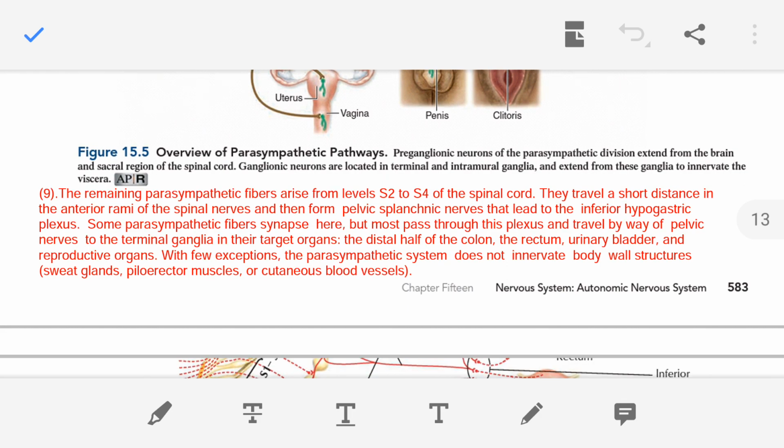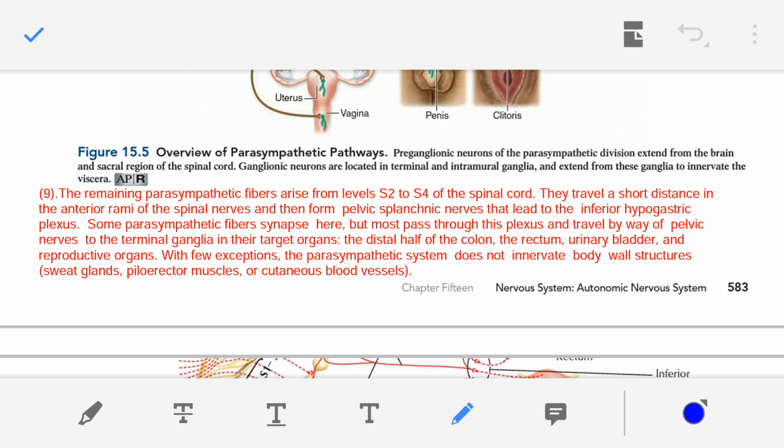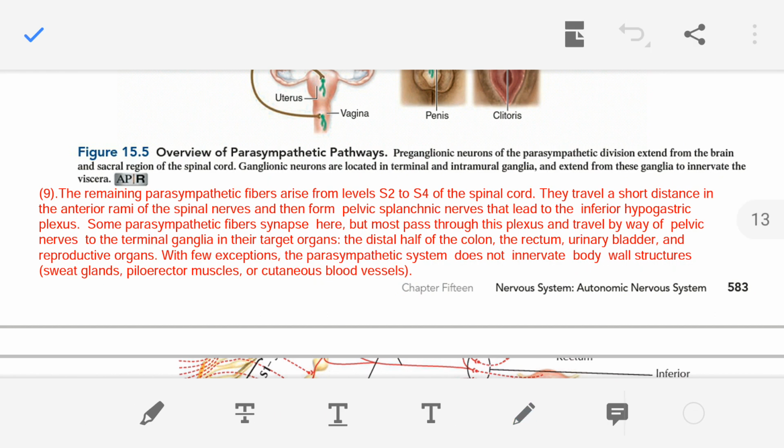See, the parasympathetic system does not innervate body wall structures. So the sweat glands, piloerector muscles, and cutaneous blood vessels are not innervated by the parasympathetic system.